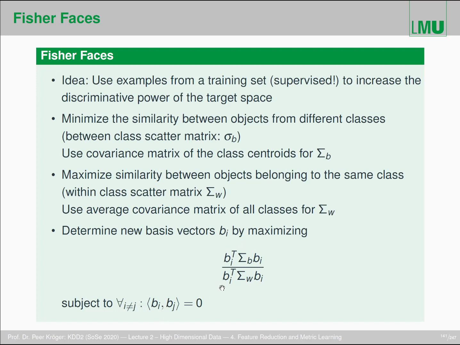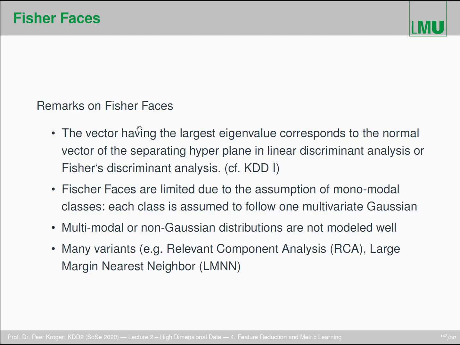And the side constraint is easy because, of course, the features, the basis vectors, should be orthogonal, perpendicular to each other. So that's why you have this side constraint down here. So once again, you look for the directions so that between the classes the spread is high, and within the classes the spread is low. And that maximizes the whole thing here. And that's the idea basically of Fisher faces. And of course, it only works with the training set, so in a supervised setting. Yeah, that's it. Short remark on that.